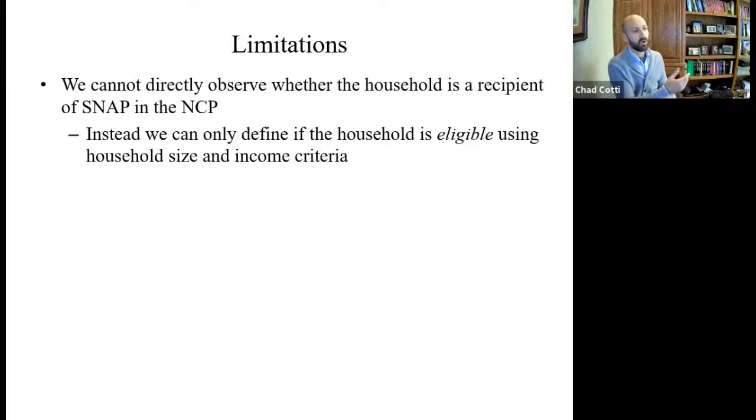Now, there are two fundamental limitations which we want to recognize that we try to get past, but they're there. One is the NCP doesn't tell you if a household is currently receiving food stamps. What the NCP does do is it provides us enough information to determine if a household is likely eligible for food stamps. So the population we're looking at here is kind of an intent-to-treat population.